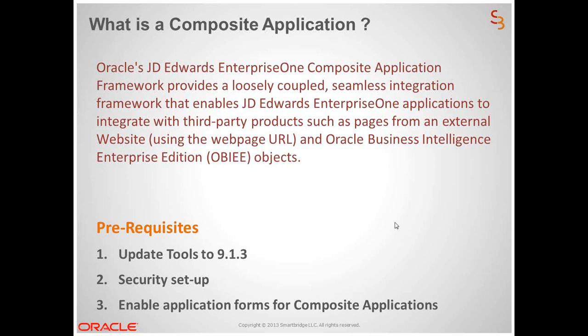So what is a composite application? A composite application really gives you the ability to use third-party URLs. So things such as Google Maps, or if you have your own custom web applications, you can integrate those into a single user interface within JD Edwards as part of a layout framework.